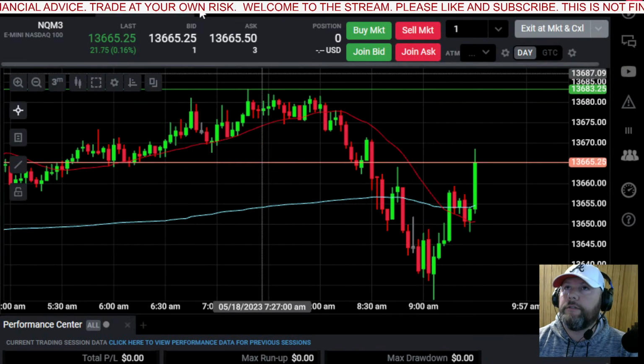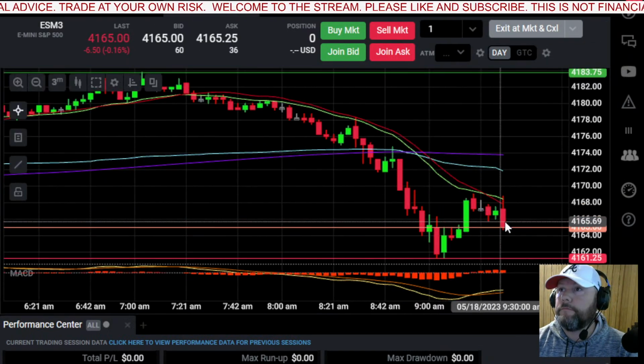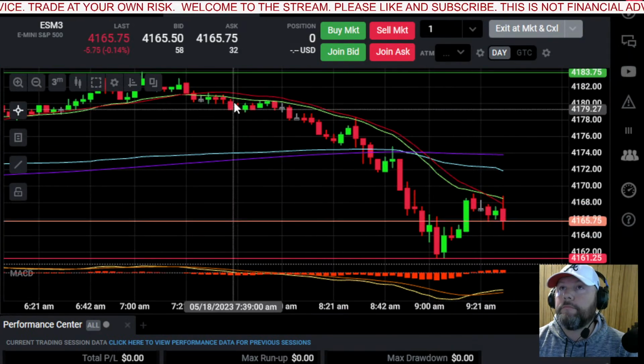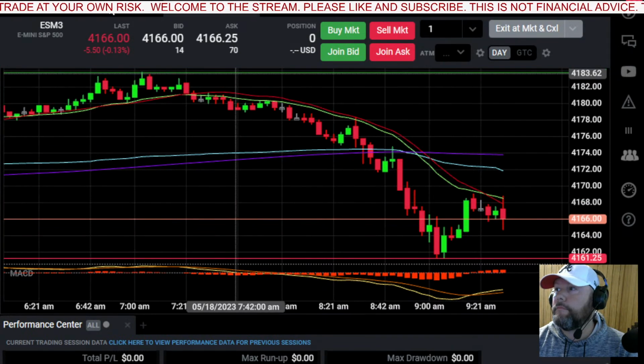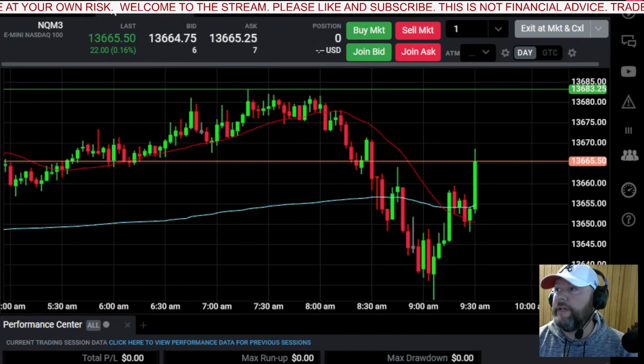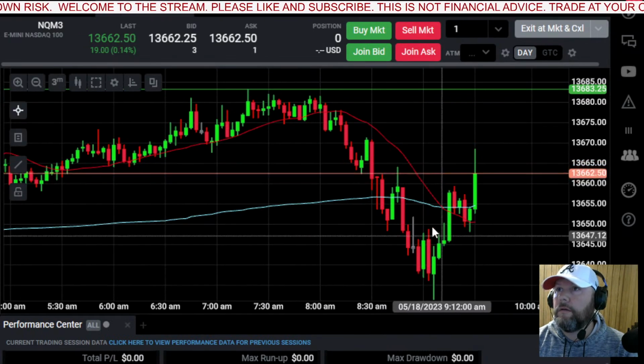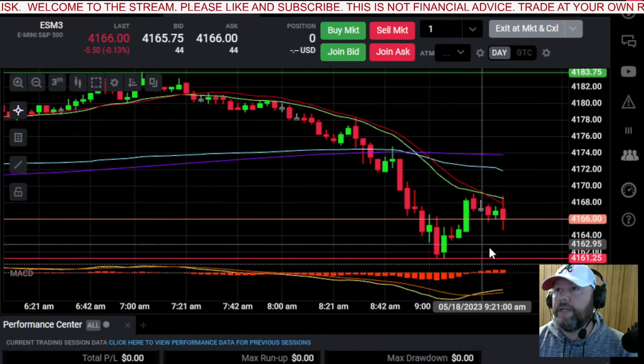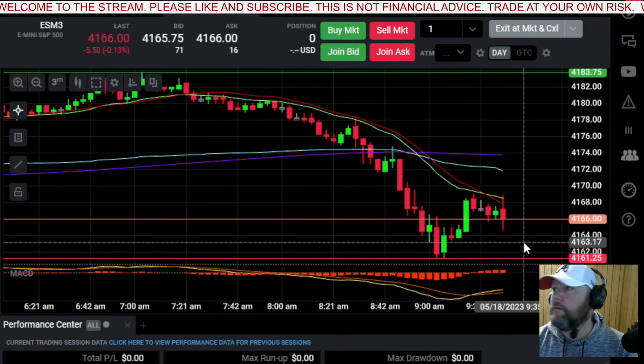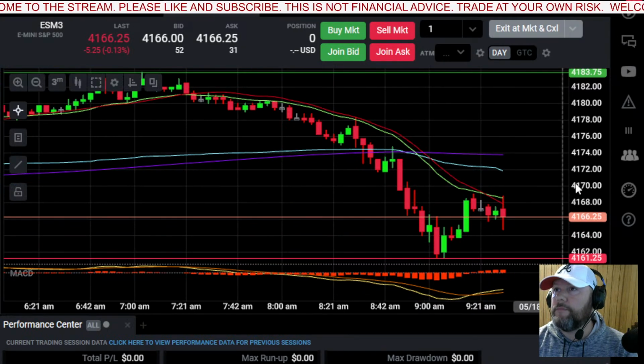Nasdaq trying to push. ES is not. Dollar is moving up, which would lead me to believe that we're going to pull back. If the ES makes a new low here, I don't see how the Nasdaq doesn't pull back with it.